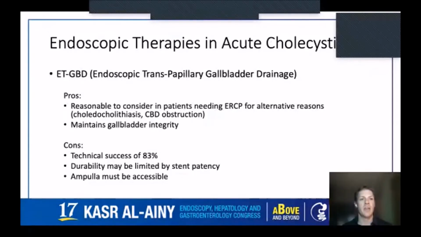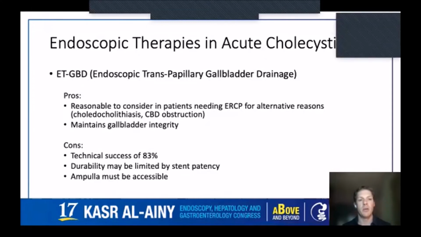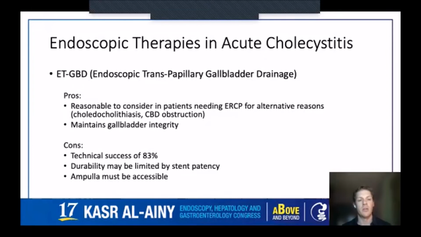The cons of endoscopic transpapillary drainage include a lower technical success rate of 83%, which will be highlighted in subsequent slides, and durability of this drainage modality may be limited by stent patency. Commonly in this procedure, smaller caliber stents such as 5 French or 7 French are employed. And the ampulla must be accessible, which may be difficult in patients with malignancy of the head of the pancreas and resultant duodenal obstruction.